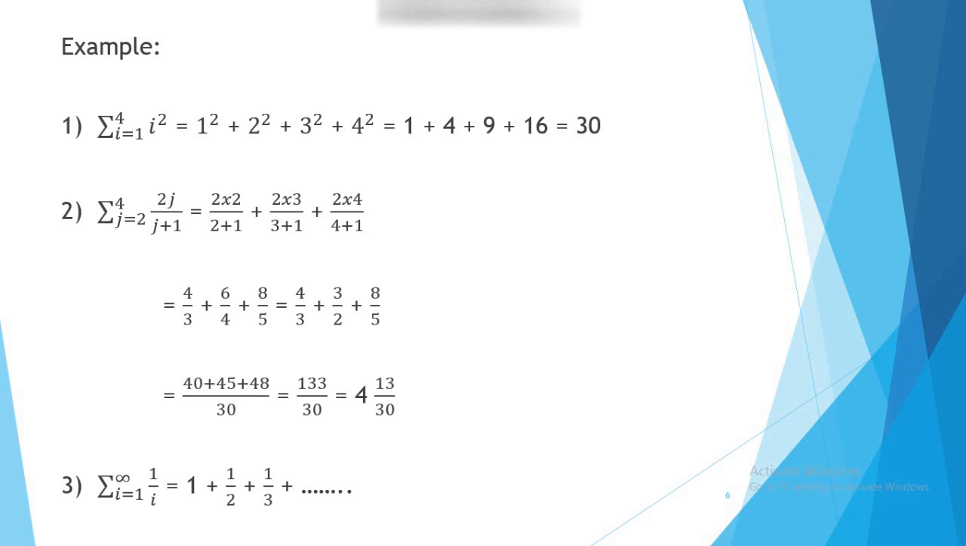Notice the third example, sigma of 1 over i, where i goes from 1 to infinity. This sequence has no end until you reach infinity. So you can write down any number of terms up to infinity for this sequence.